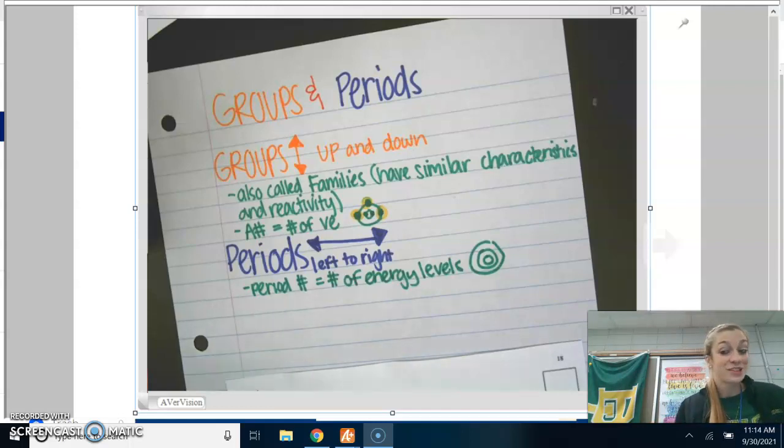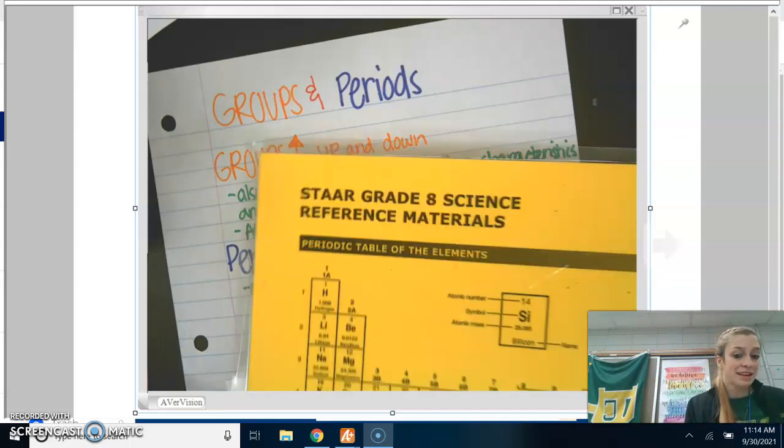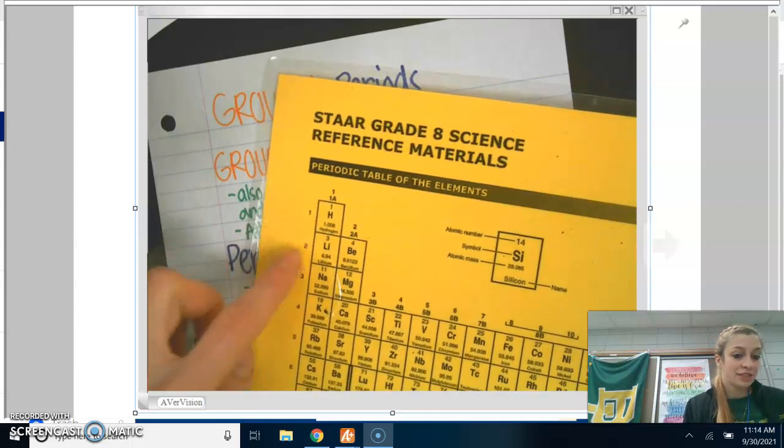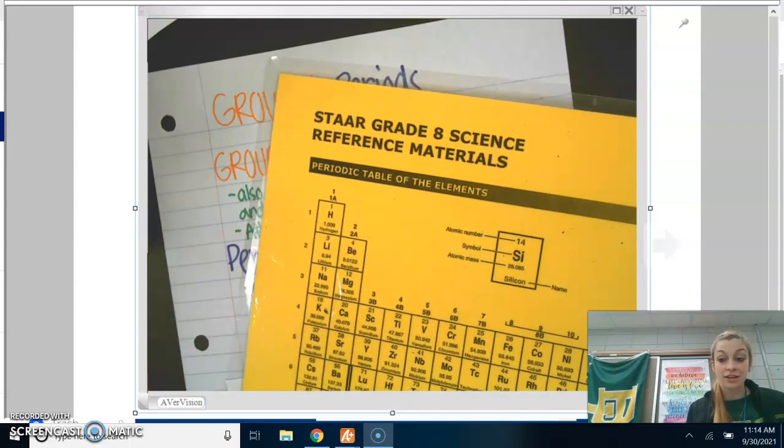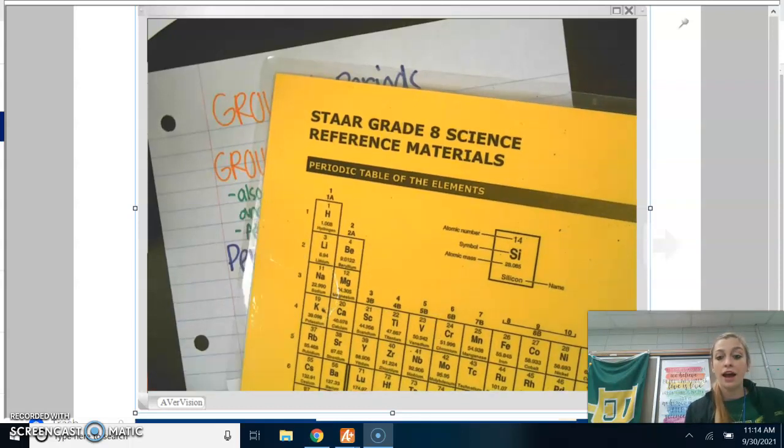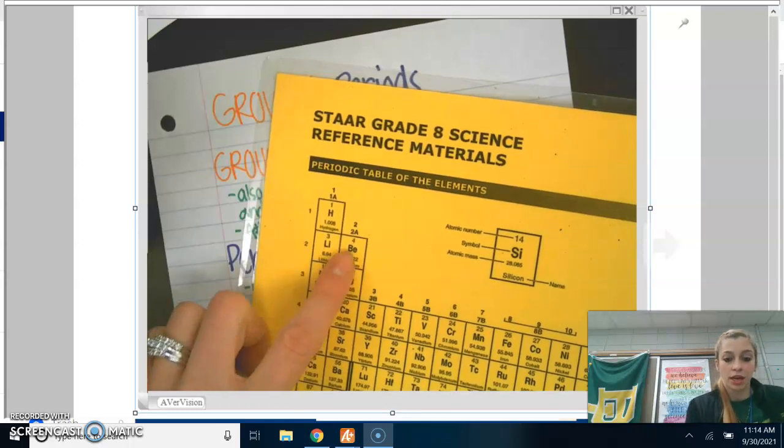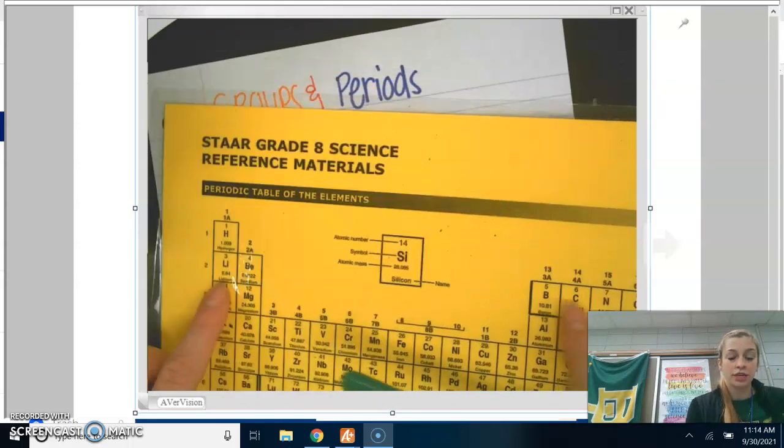So cool. This number is equal to the number of energy levels for every element in that period. So hydrogen and helium have one energy level. Lithium, beryllium, and across have two energy levels.